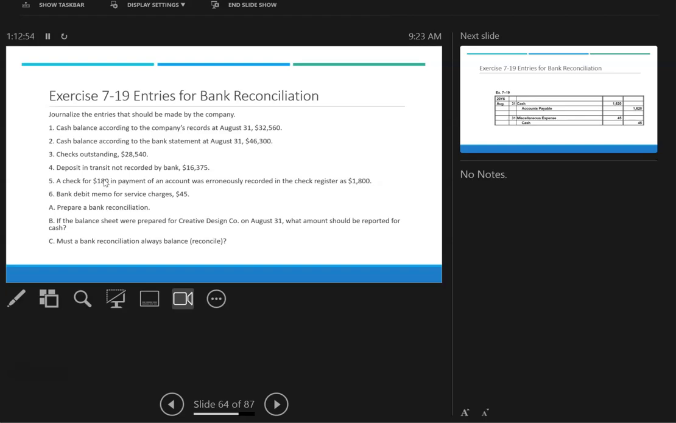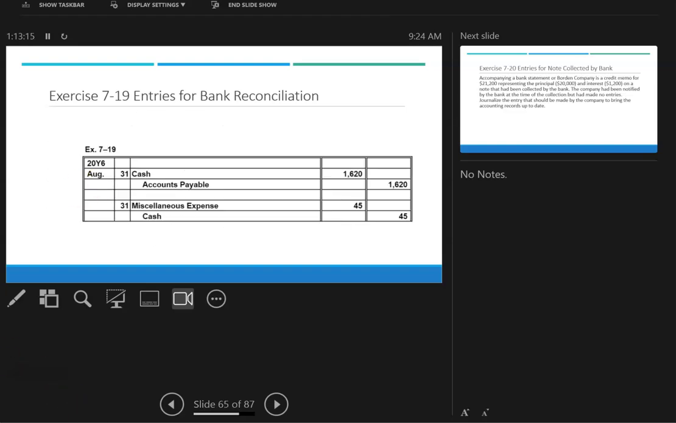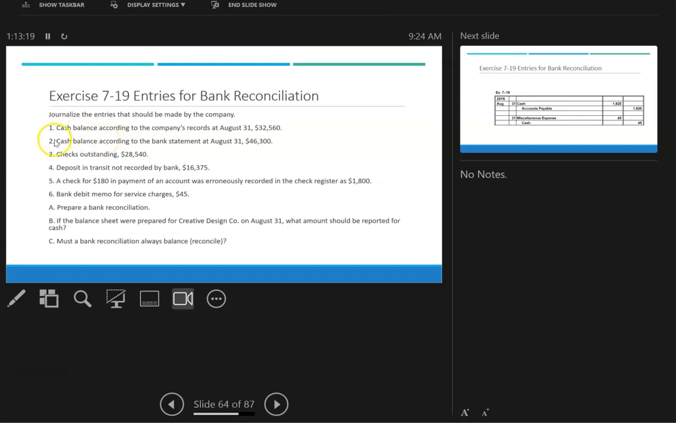Now, here's the same exercise. A cash balance according to the company's records of $32,560. Won't we put that on the company side? And then a cash balance according to the bank statement of $46,300. Won't we put that on the bank side? Okay. Then it tells us checks outstanding of $28,540. What do we do with checks outstanding? We subtract that from the bank side. Deposits in transit not recorded by the bank. What do we do with that? We add that to the bank side, right? The company has it, the bank doesn't.